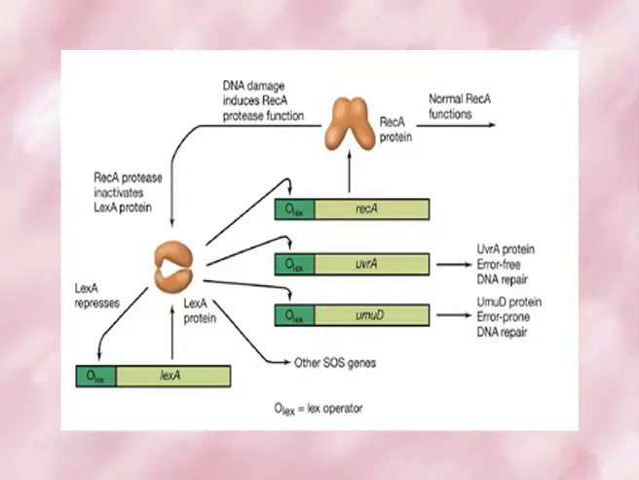Then the repair of the DNA damage caused by the mutagen. So, there are some repair mechanisms within the cell, some enzymes by which the damage caused by the mutagen can be repaired.